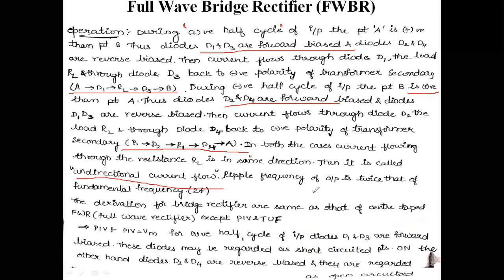The ripple frequency of the output is twice that of the fundamental frequency. Here, if f is the fundamental frequency, then the ripple frequency will become 2f. The ripple frequency of the output is twice that of the fundamental frequency, so we can treat it as 2f here.